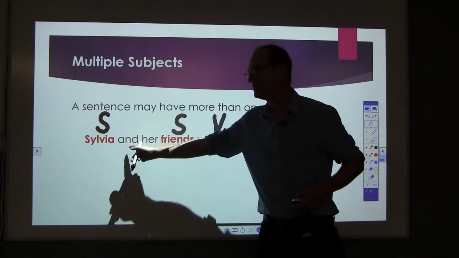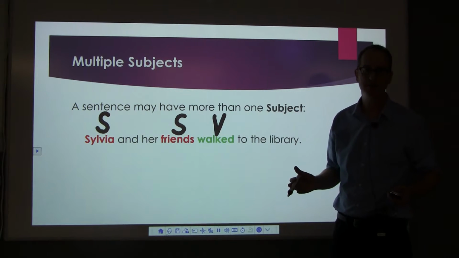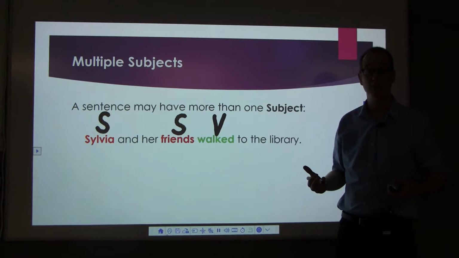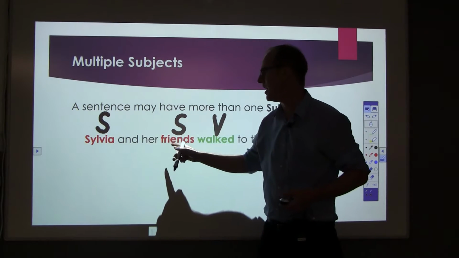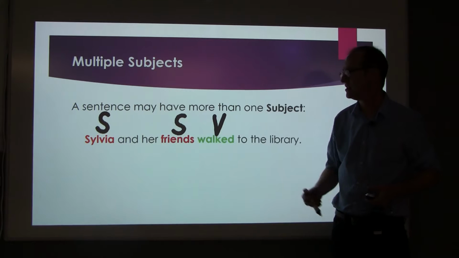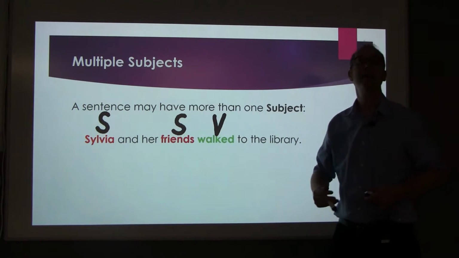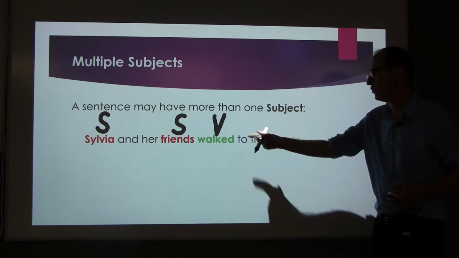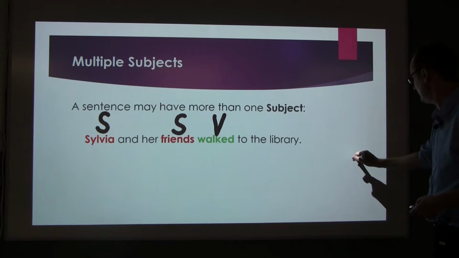Okay? And is a conjunction. It cannot be a subject. Our subject has to be a noun or a pronoun. And her is just modifying or describing friends. So that can't be the subject. So our subject is Sylvia and friends, those two words. And walked is our main verb.